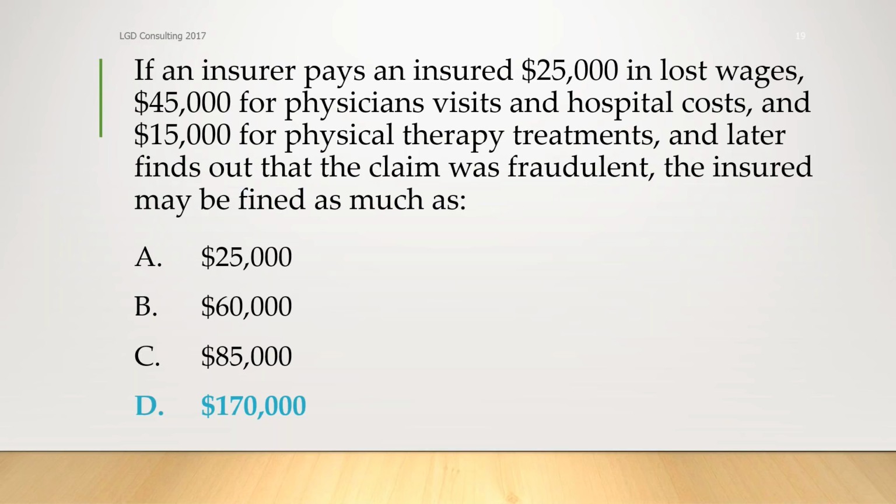So if you add these three numbers together, 25,000, 45,000, 15,000, it equals 85,000. And then you double it. 85 times 2, that's 170,000. 170,000 is more than the 150,000 or double the value of the fraud. And so 170,000 would be the answer here. Okay. So again, just add up the loss. If it is fraudulent, add it up, double it, and then whichever is larger, 150,000 or whatever that double number is, that's the answer you want to pick. Okay.